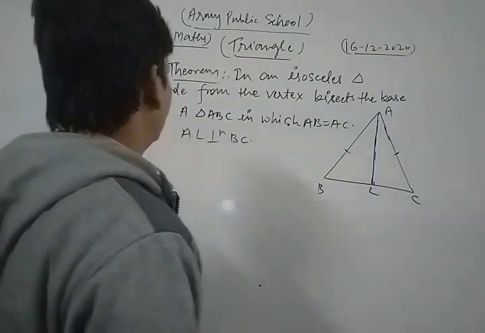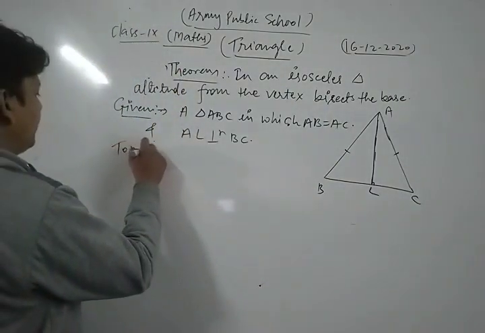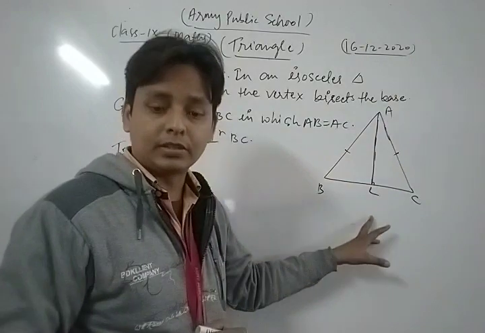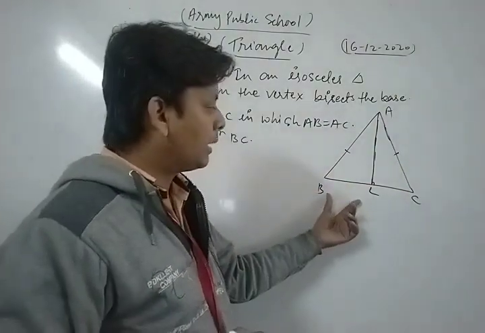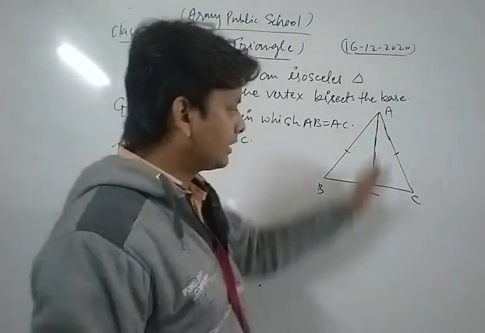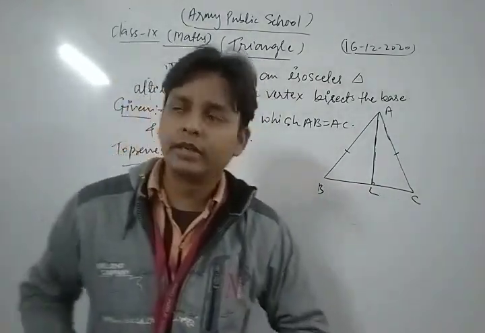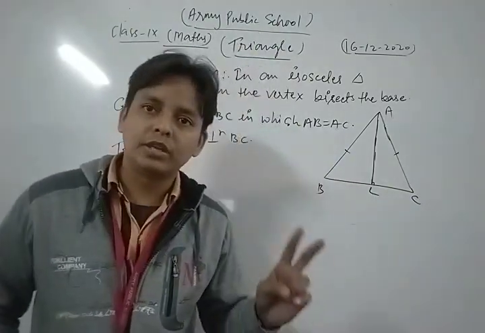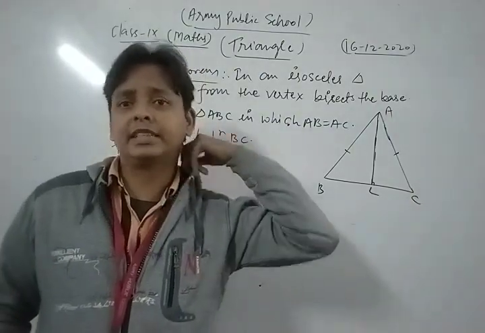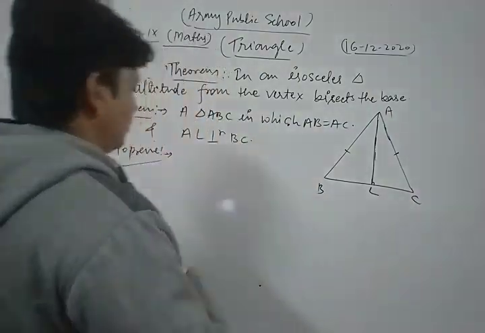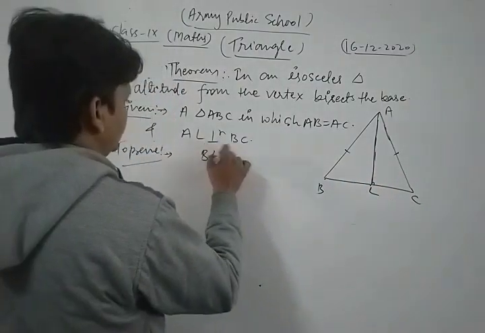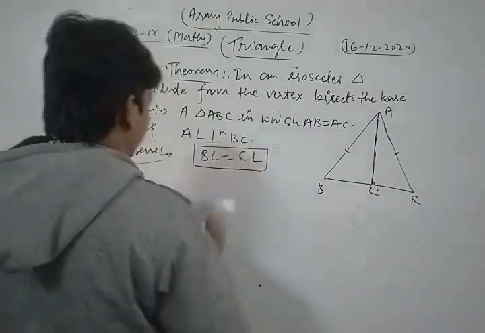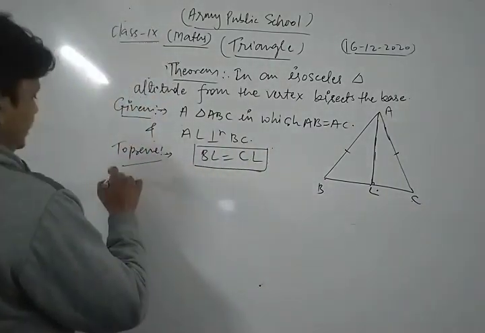Now what to prove? We have to show that in an isosceles triangle, the altitude from the vertex bisects the base. Means we have to show that, dear friends, BL is equal to CL. Bisects the base means it divides it into two equal parts. This is the concept of bisecting the base. So we have to prove BL is equal to CL.